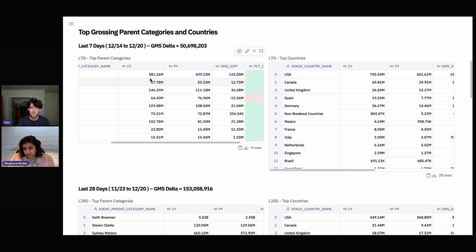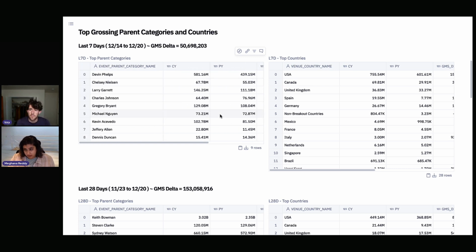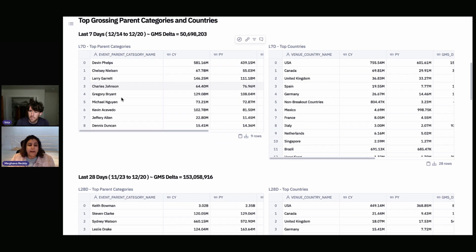It makes sense that over the last week, you want to just see how current year and prior year is looking for different countries where we operate.